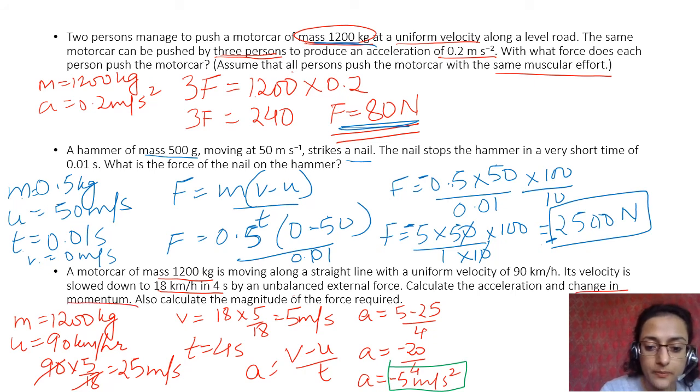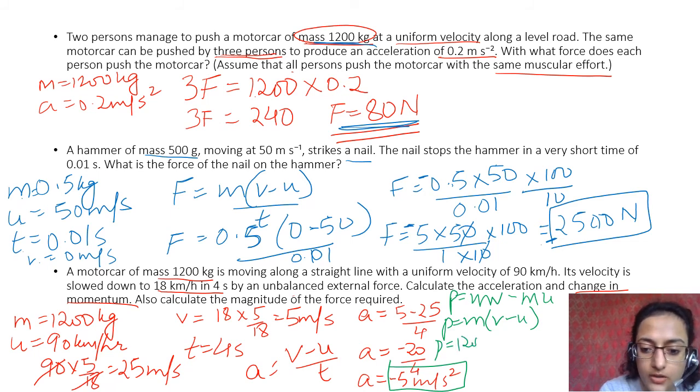Find the change in momentum. Now change in momentum is also simple. P is equal to momentum, mv, and change in momentum will be mv minus mu. Mass remains the same, so m(v minus u). P is equal to m, which is 1200, into change in velocity, which is minus 20, right? Because final velocity is less, the change in momentum will be minus 24,000 Newton kilogram meter per second. What have I written?